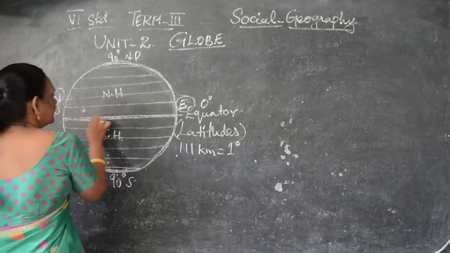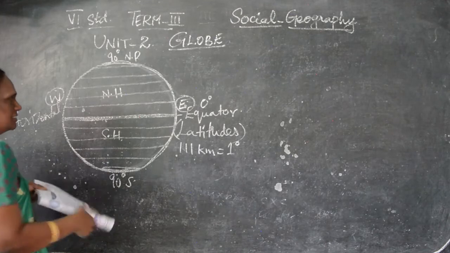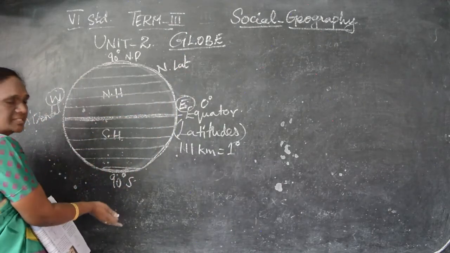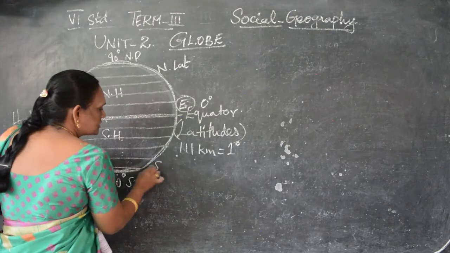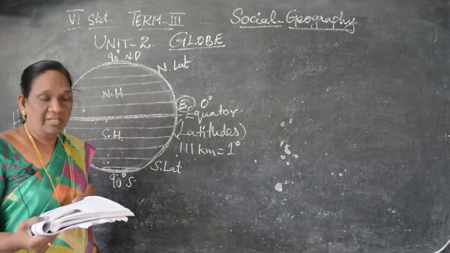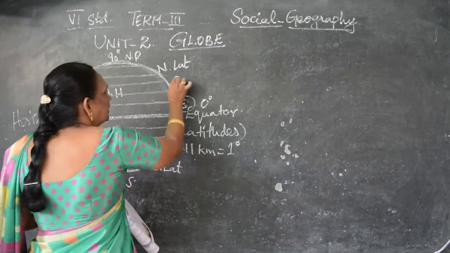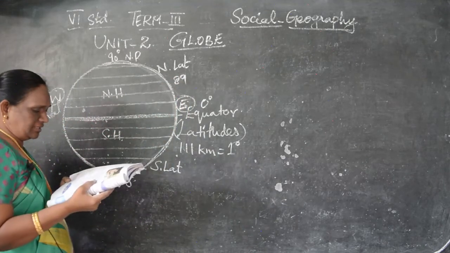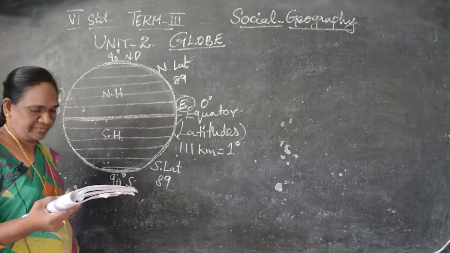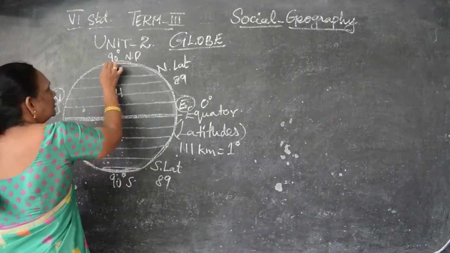From the North Pole till the equator, this is called the Northern Hemisphere. That is Northern Latitude, we can say Northern Latitude. And from the equator till the South, it is called Southern Latitude. Understand? And there are 89 parallels in the Northern Hemisphere, 89 lines. And in the Southern Hemisphere, there are 89 parallels. One at the equator, and the two poles.